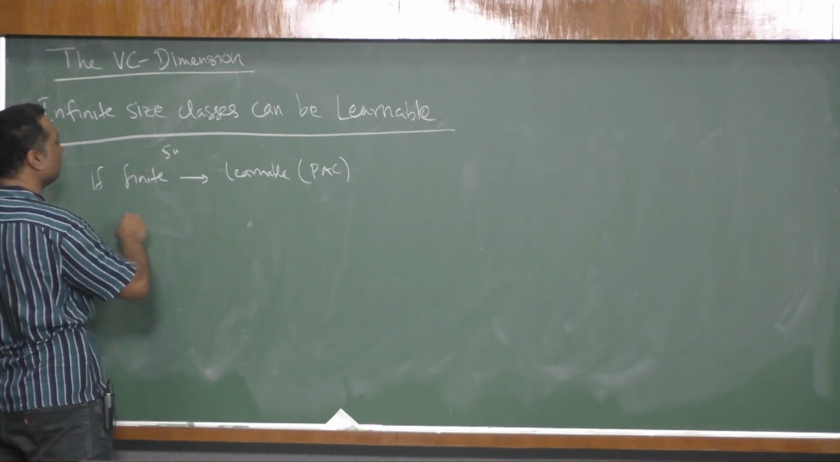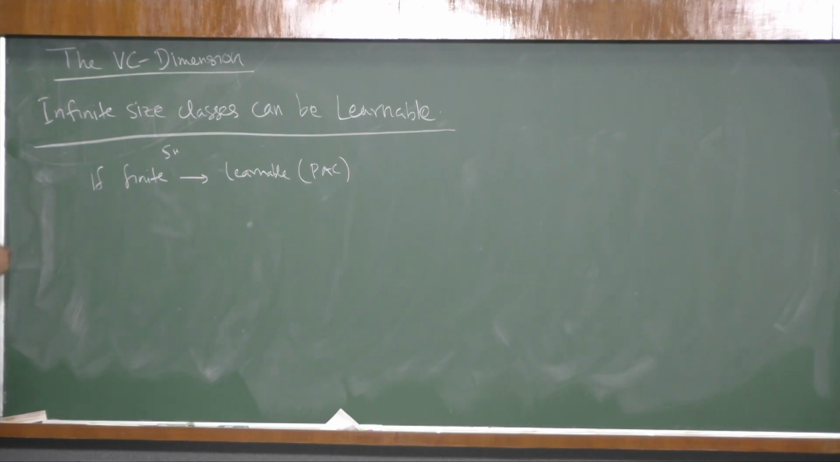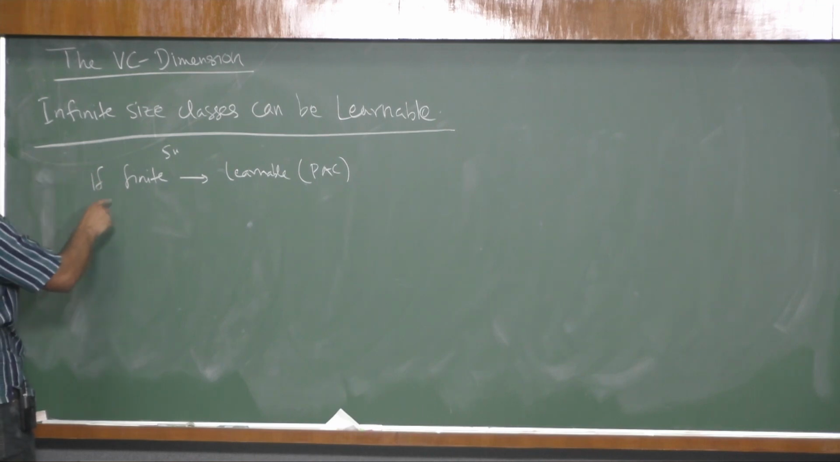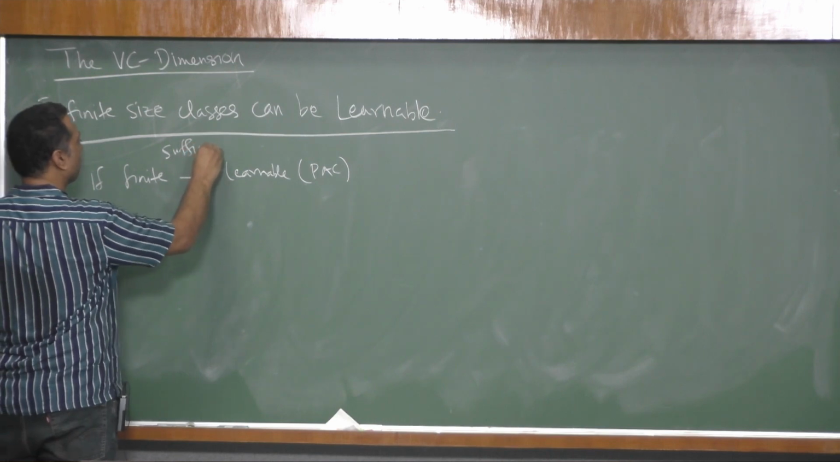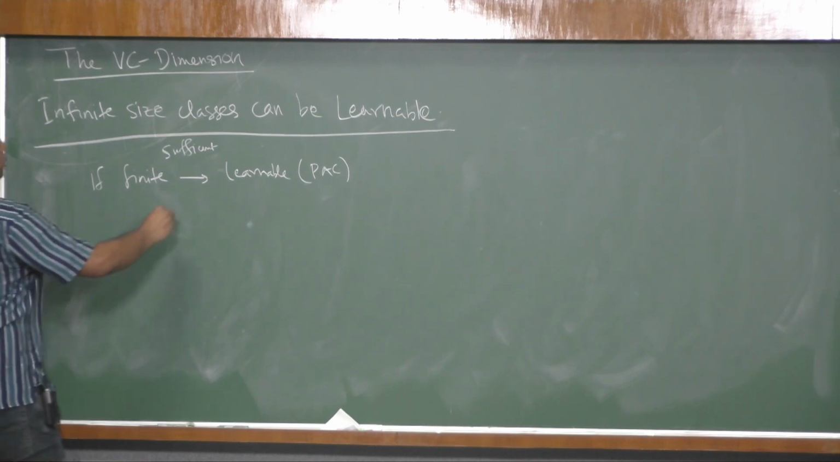So what VC dimension says is that it's only sufficient, it's not necessary. There are problems where you may allow your hypothesis class to be infinite, but there is some interesting property that matters more than the size of the hypothesis class. So this is sufficient, but learnable does not necessarily require the hypothesis class to be finite. So this is sufficient but not necessary.